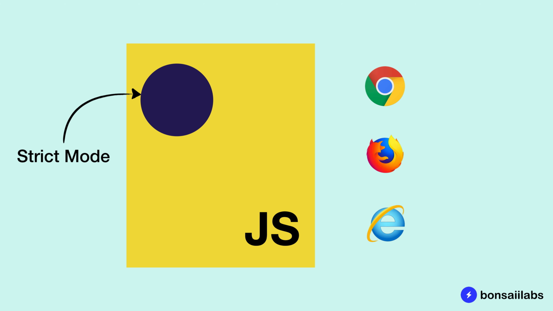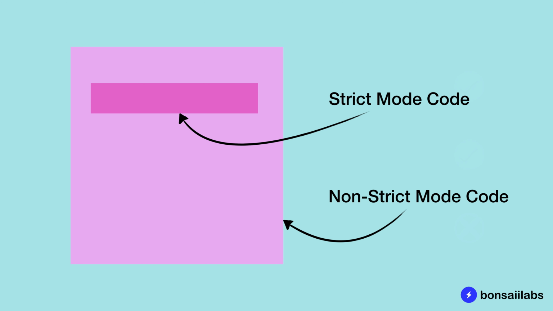So the browsers supporting strict mode code will behave differently from the browsers that don't. Also, the strict mode code and the non-strict code mode can coexist at the same time. So if you're not using the strict mode, you can still start using the strict variant in some parts and refactor eventually to use strict mode in the entire JavaScript file.